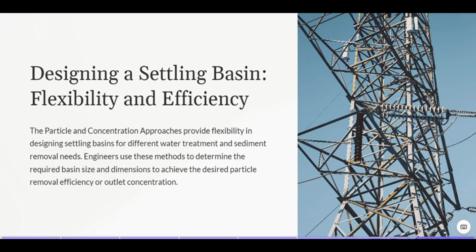Designing a settling basin, flexibility and efficiency. The particle and concentration approaches provide flexibility in designing settling basins for different water treatment and sediment removal needs. Engineers use these methods to determine the required basin size and dimensions to achieve the desired particle removal efficiency or outlet concentration.